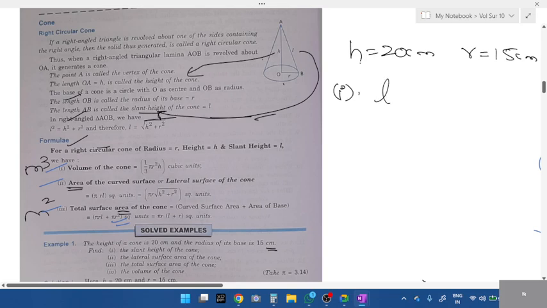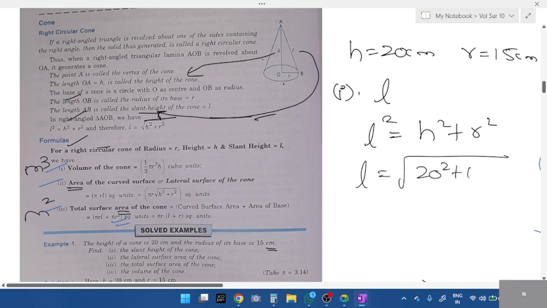How do you find L, student? What is the formula which relates these three? L square is equals to H square plus R square. This square goes to the other side. Find the answer completely. Don't look at the answer from the textbook. We'll solve this.